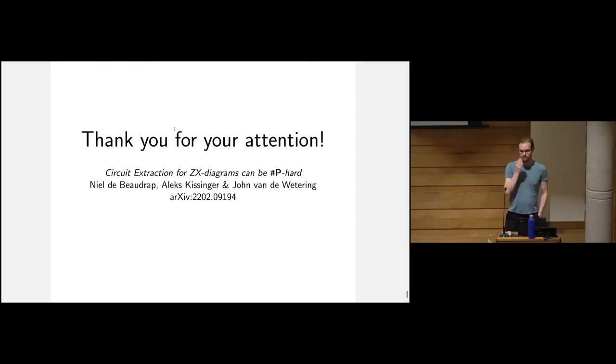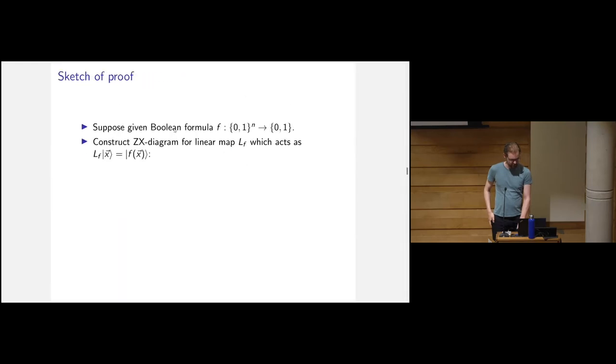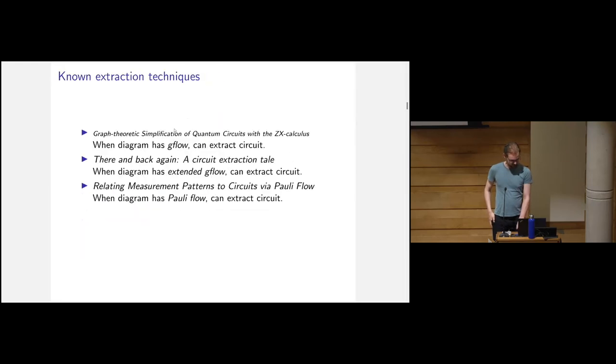So for this motivation of circuit extraction, because you can do simplifications and then go back to a circuit, right? But might it be the case that the simplifications that you do keep the circuit within a certain class, which is not #P-complete? Yes, exactly. So the three papers I gave here are exactly about this. They give you rewrite strategies that preserve certain invariants of the diagram, so G-flow or extended G-flow or Pauli flow. And in those cases, we know how to efficiently extract a circuit.